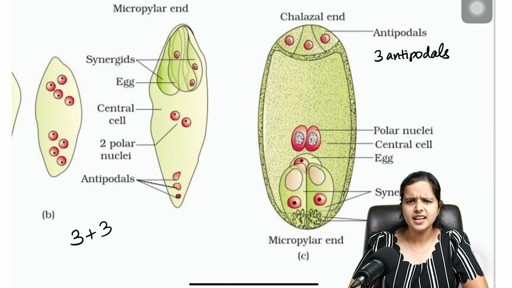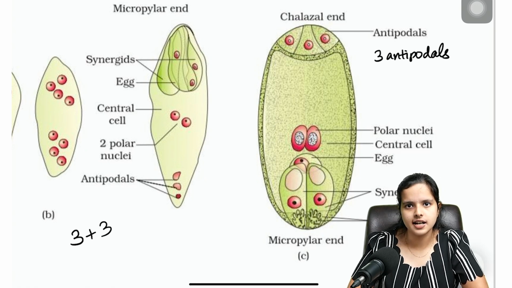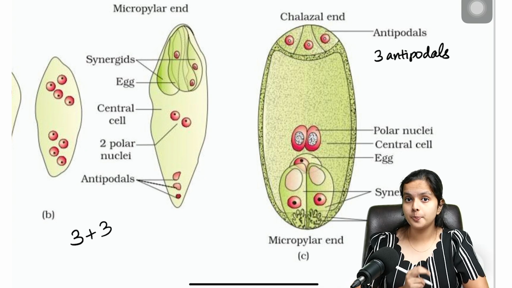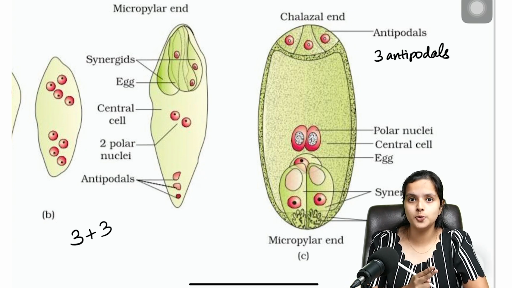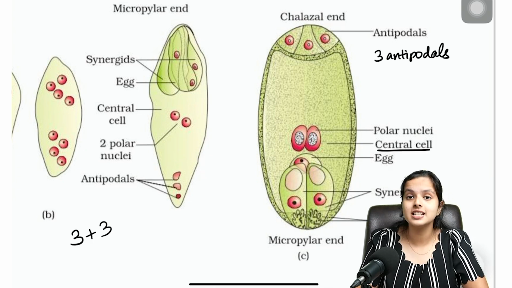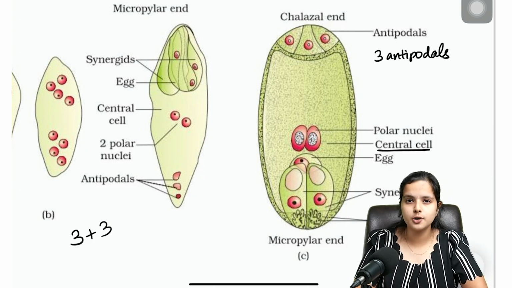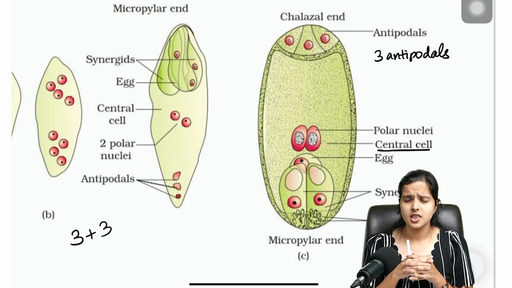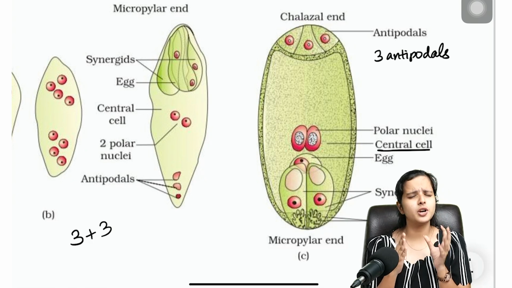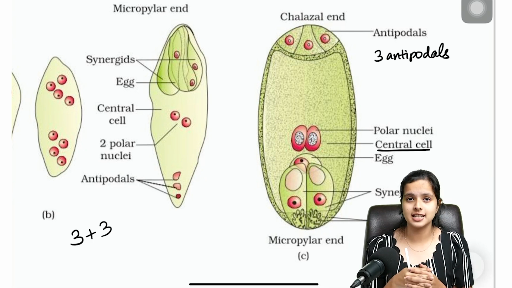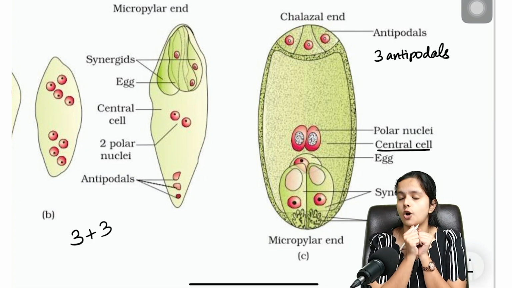But I never told you there are polar cells. Did I say a term called polar cells? No, I told you there are 2 polar nuclei. And these 2 polar nuclei lie in a single cell called the central cell. So these 2 polar nuclei are best friends, okay? They won't ever be separated, so they don't have a cell wall between them. They lie together with each other. They are not ready to separate.